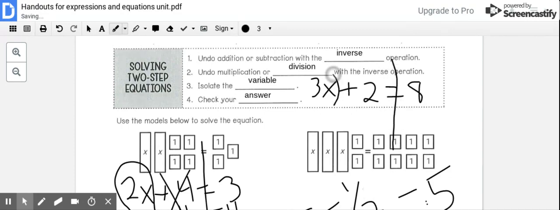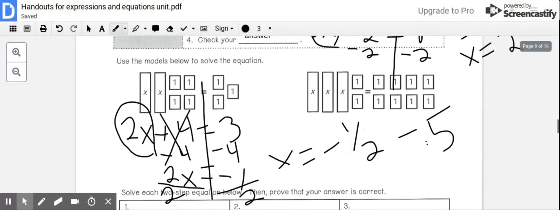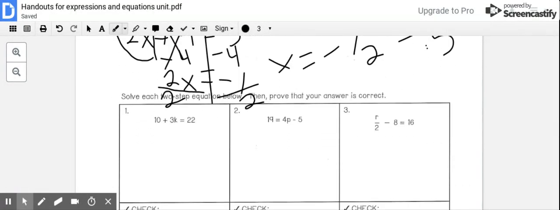So the first thing we're going to do is we're going to minus 2 on each side. And we get 3x, and I'm just going to write it over here now. We get 3x equals 6. And then we have to divide by 3, because the opposite of multiply is to divide. And we get x equals 2. Okay, so again, you can go at your own pace and just pause it and see if you can do them on your own, or you can do them along with me.